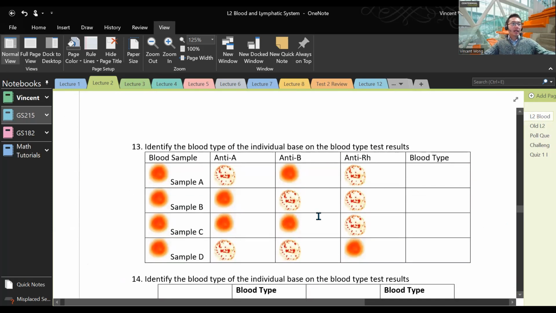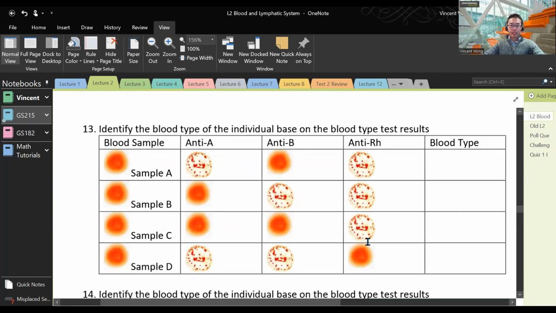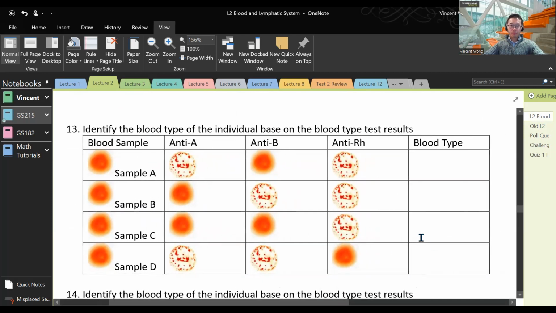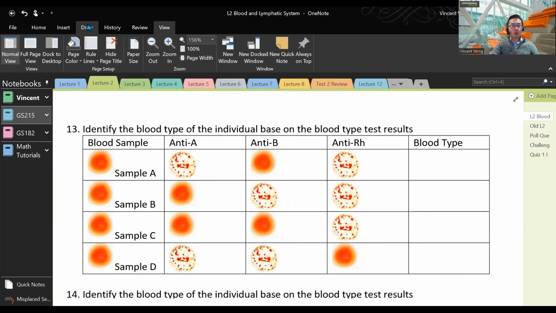Okay, these are blood typing tests. If we're doing in class lab, that's something that we'll be doing as a simulation. Over here we have a blood sample, and we drop it and mix it with antibody A, we mix it with antibody B, and then anti-Rh antibodies. And we want to see if a reaction occurred.